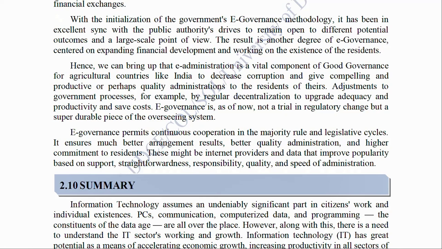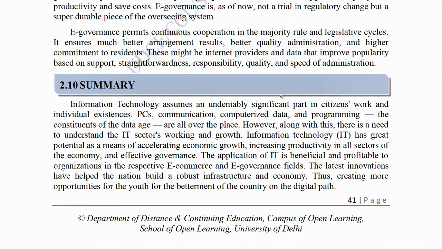Adjustments to government processes, for example, by regular decentralization to upgrade effectiveness and productivity to save cost, e-governance is as of now not a trial in administrative change but a permanent piece of the overseeing system. E-governance permits continuous cooperation in the democratic and legislative cycles. It ensures much better policy results, better quality administration, and higher commitment to residents. These might be internet services and data that improve democratic participation, transparency, responsibility, quality, and speed of administration.